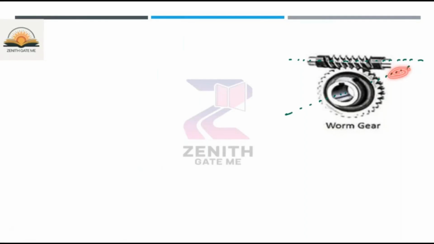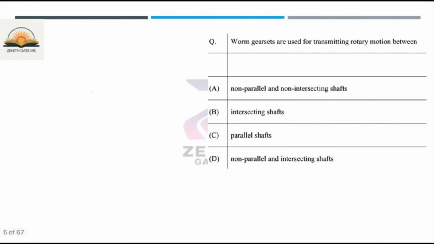This particular axis is into the plane of this slide. That means it is going inside, and this particular axis will be like this. So if you see this axis and this axis, which is coming out of the slide or into the slide, is neither parallel nor intersecting. So what we understand from this diagram is that worm gears are basically used to transmit the rotary motion between non-parallel and non-intersecting shafts. That means option A is the correct answer.